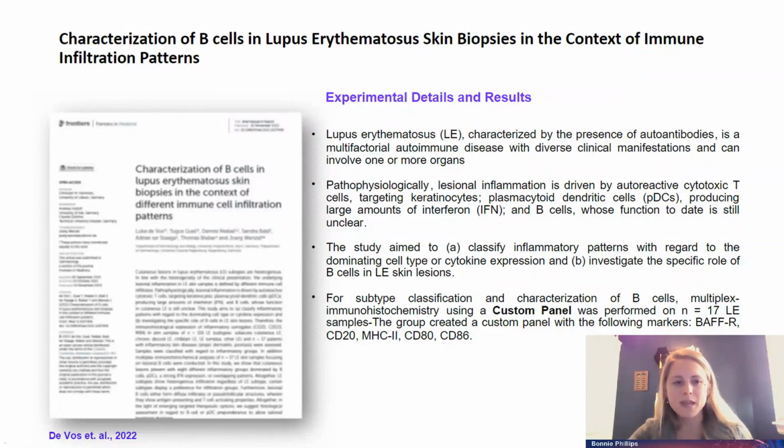So this custom panel included markers for CD20, which is a classic B cell marker, MHC2 to identify antigen-presenting cells, both CD80 and CD86, which are activation and memory markers of B cells, as well as BAFFR, which is a pro-survival marker of B cells. So here are the fluorescent data incorporated in H&E to visualize tissue architecture as well as the cell morphology.